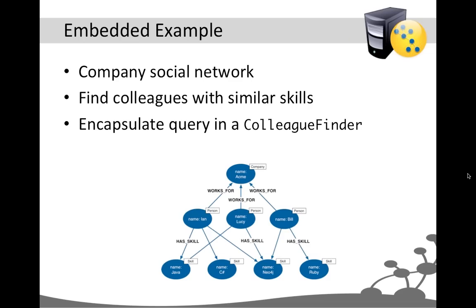Now both the examples actually refer back to the work we did in the first half of the session, where we were building up our simple knowledge management domain model. So it's the very same example, really. It's a company social network, and we want to find those colleagues who have similar skills. So we're going to take the query that we worked on in the first half of the session, and now, in this embedded example, we're going to encapsulate that query in a ColleagueFinder object. The ColleagueFinder is going to encapsulate our query, execute against an embedded graph database, and then return the results to the client code.